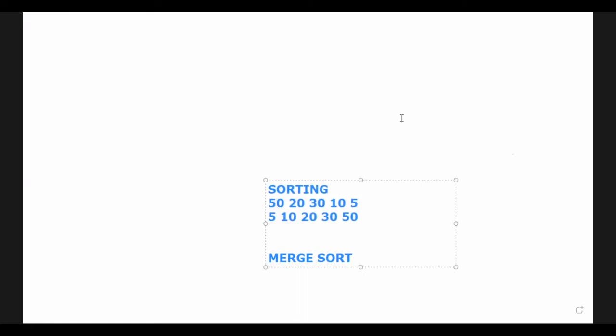Today I explain about the merge sort. Merge sort arranges the numbers in either ascending order or descending order. Merge sort's main technique is divide and conquer. Divide and conquer technique, merge sort.